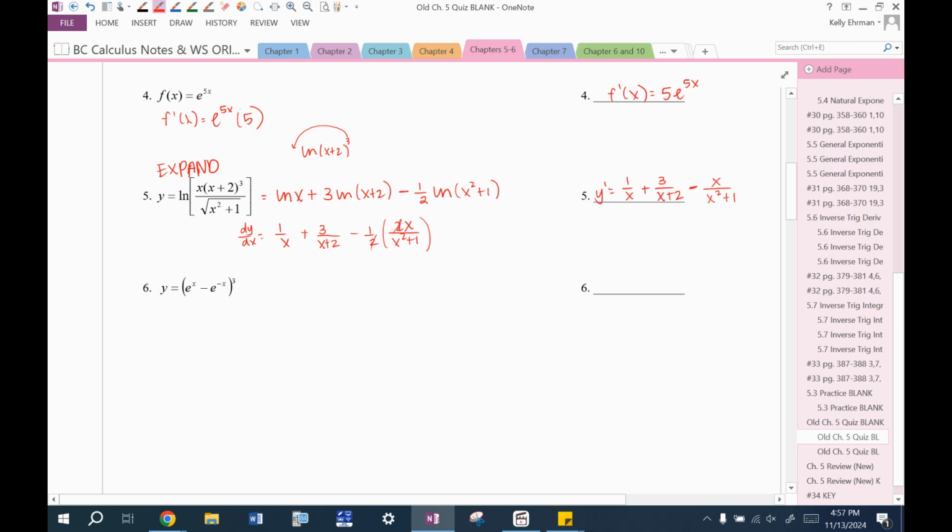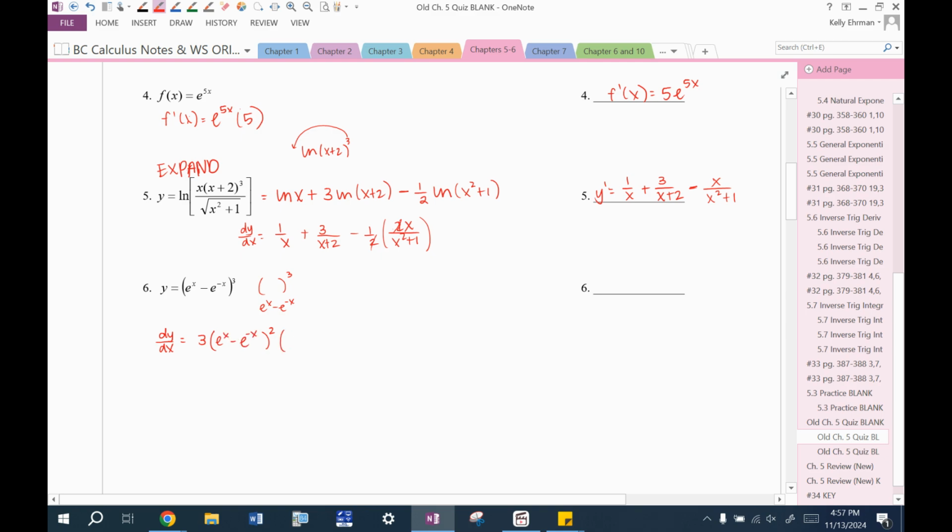Okay, now this one here, it's a power rule, and then it's the inside. Sometimes that throws some of you for a loop, I've noticed. So the outermost function is power rule. So something to the third power is 3 times that thing squared. So the inside of this stays as it is.